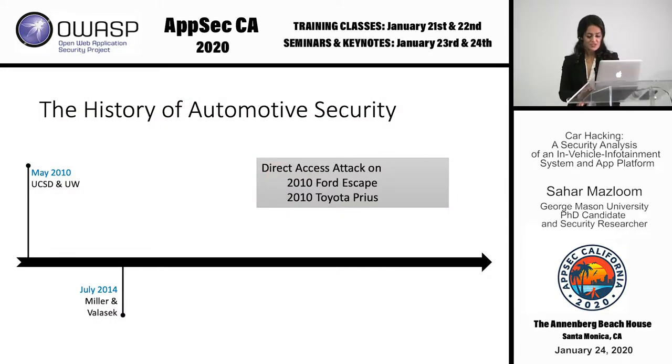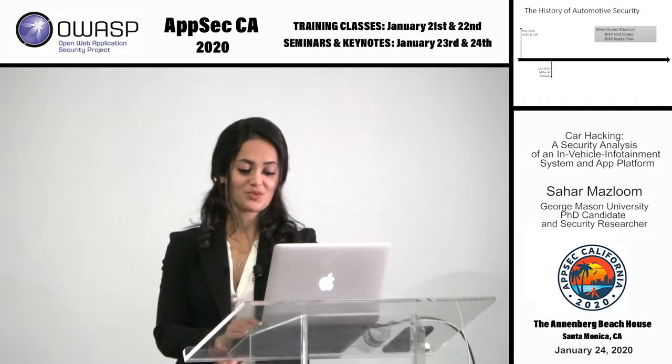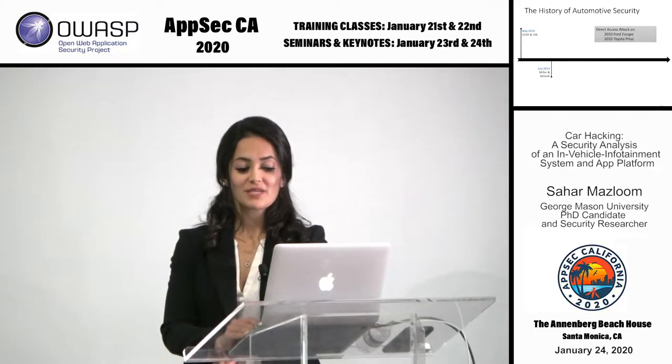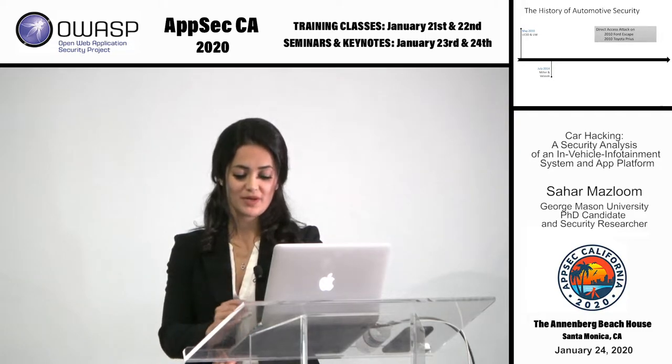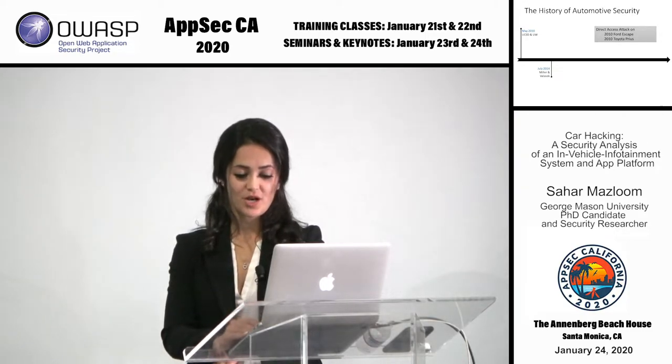Then in 2013, two very famous security researchers, Charlie Miller and Chris Valasek, got a DARPA-funded project. They did the same attack on a 2010 Toyota Prius and a Ford Escape, and they published all the details of the attack, as opposed to the previous one that we saw. It made more noise because it scared the public more, and the car manufacturers were also forced to think about security issues.